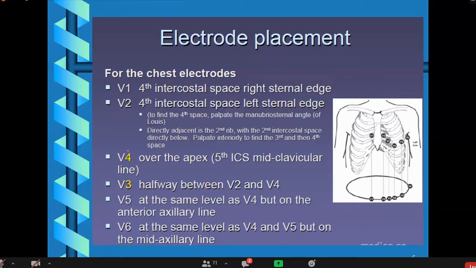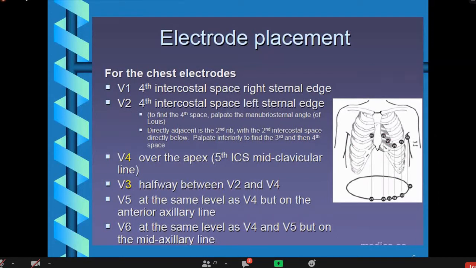First go to V4. It is placed over the apex, fifth intercostal space, mid clavicular line. V4 is placed here. This one is the fifth intercostal space. Then where do we place V3? Halfway between V2 and V4. This is V2, this is V4.